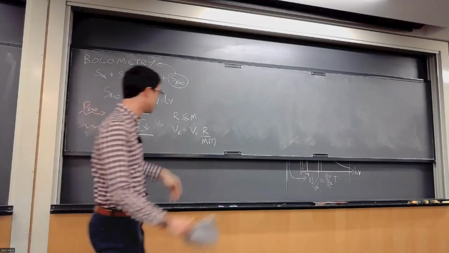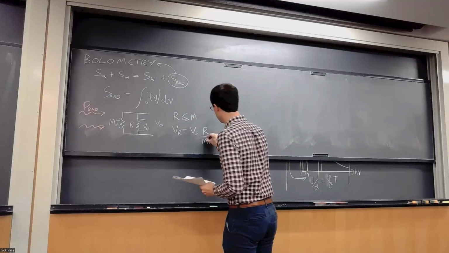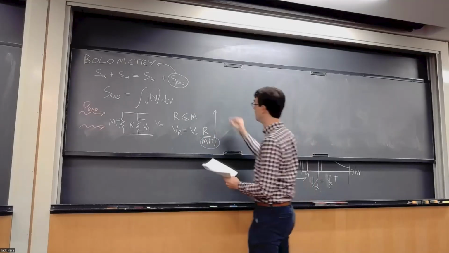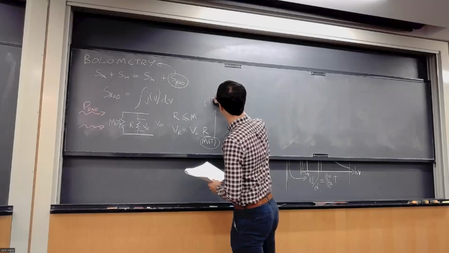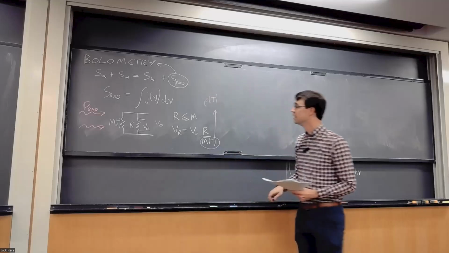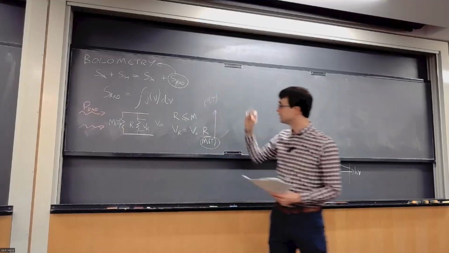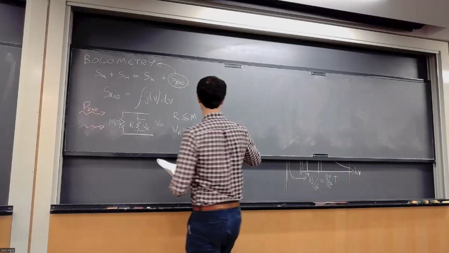The reason why this is interesting is that in general, M is going to change with T. We're going to have some resistivity as a function of temperature. And so as this resistor heats up from absorbing the radiation, its resistance is going to change.